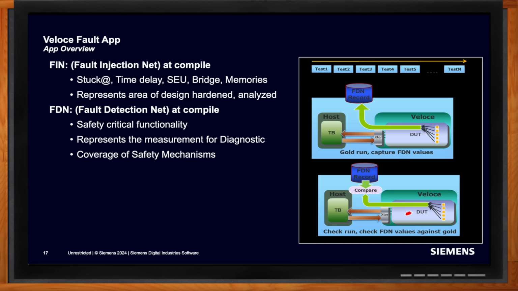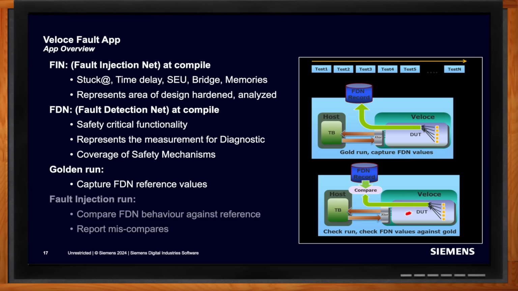And then finally, what you would do is a golden run. So after compile, we run the design with the absence of faults. So no faults are injected, but we're gaining insight into how the design cycle for cycle is supposed to run in a normal type of scenario. And then finally, you do your fault injection run, where now we save away the golden run, we inject faults, and we compare the differences of those FINs and the FDNs to how it ran in the golden run. And we can immediately tell you where there's deviation between the golden run and then the fault injection run.